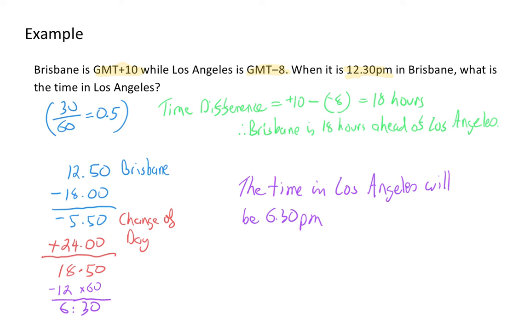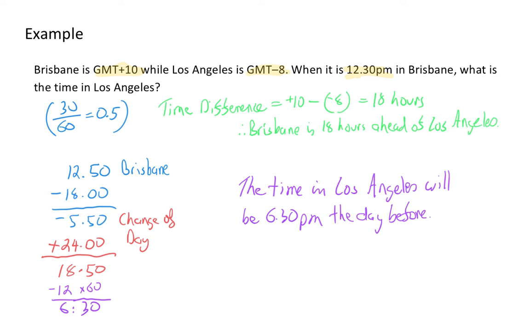But I also need to put in my answer that there's been a change of day. So we've gone from a positive time zone to a negative time zone. When we go from a positive time zone to a negative time zone, we've gone back a day. So it's actually going to be 6:30 p.m. the day before. It's important that you are including that in your answer. If you knew what day it was, you could put in the day of the week. So if it was 12:30 p.m. in Brisbane on Wednesday, we could say that Los Angeles time would be 6:30 p.m. on Tuesday. Because we don't know what day it is, we can just say the day before.